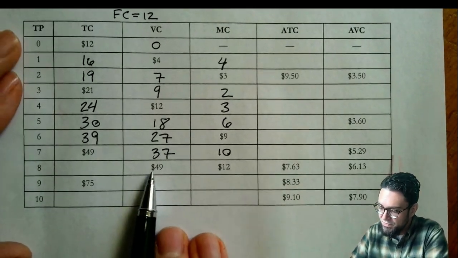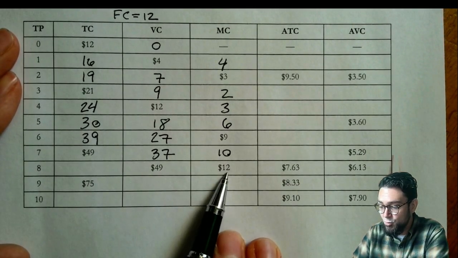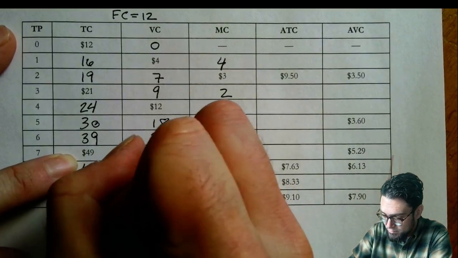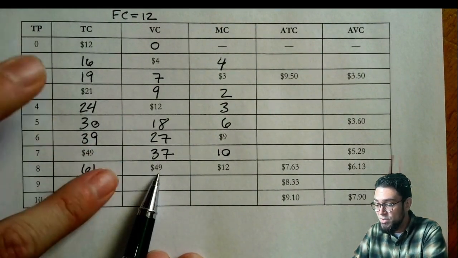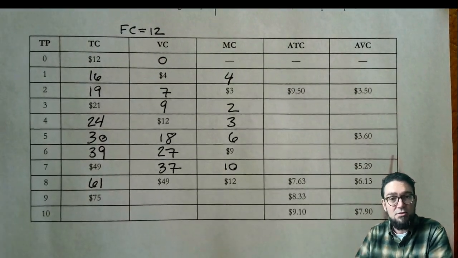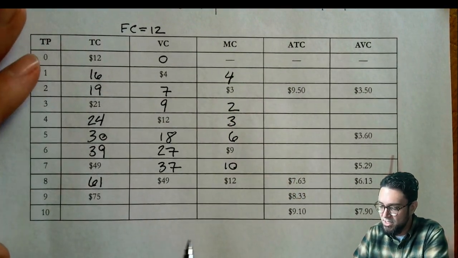And then here, oh, they filled this one out nicely for me. There's a couple of ways I could do it. 12 goes to 49, so that's 61. I could have also done 49 plus 12. 49 plus 12 is 61, right? Because that's the variable cost plus the fixed cost.